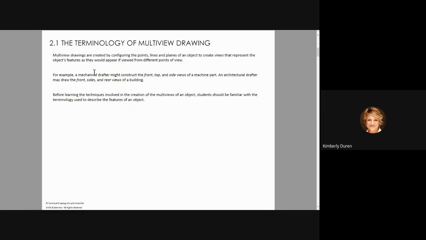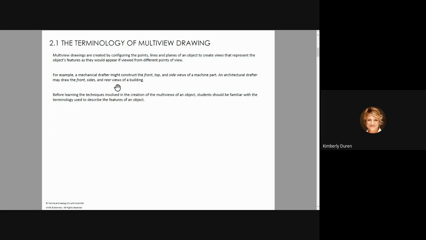Multi-view drawings are created by configuring points, lines, and planes to create views. A view could be like the front view of your house. If you had a drone, you could zoom around the top and see the top view of the house, the right side view, the back view. Of course, not the bottom view of a house, right? But we do have a slab drawing.